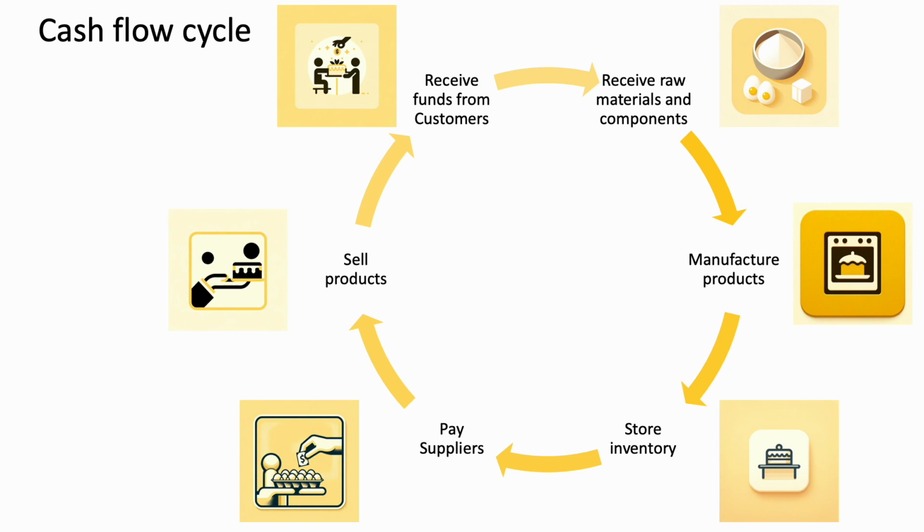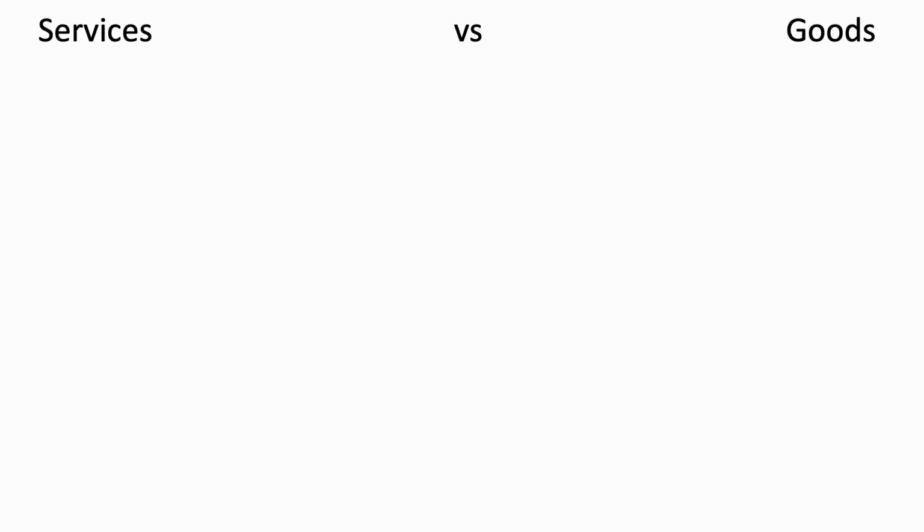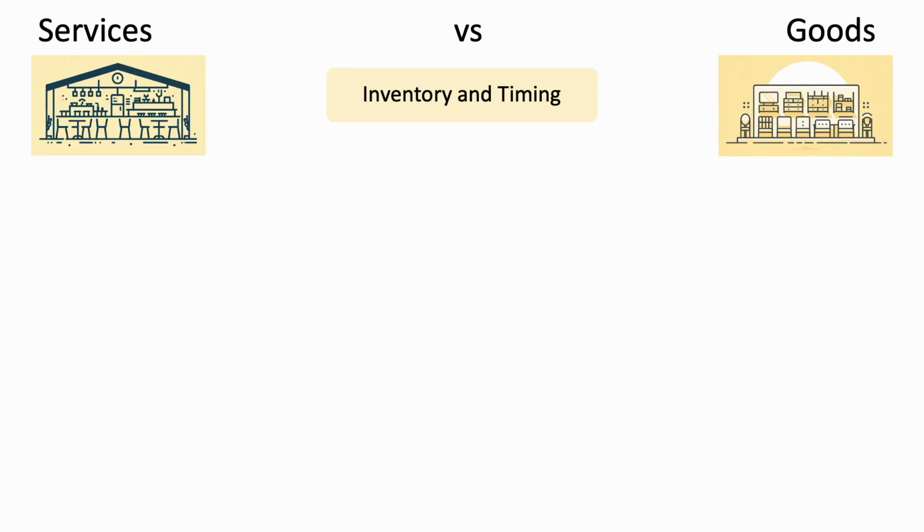Now let us discuss the difference between services and goods. 1. Inventory and timing. Think of a restaurant versus a furniture store. In a restaurant, the chef can't prepare meals in advance and store them for customers who might come later. They cook when you order. But in a furniture store, they make the furniture in advance, store it, and sell it when you want it.